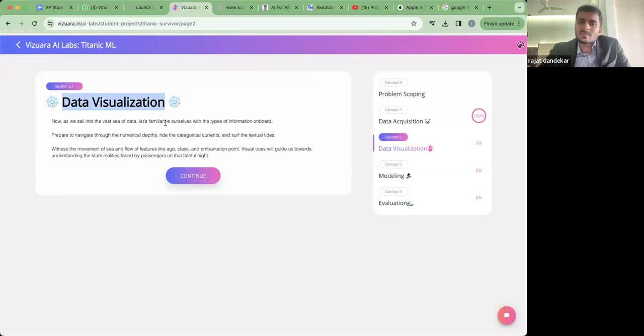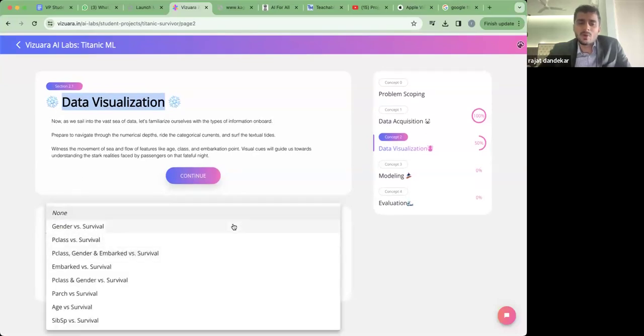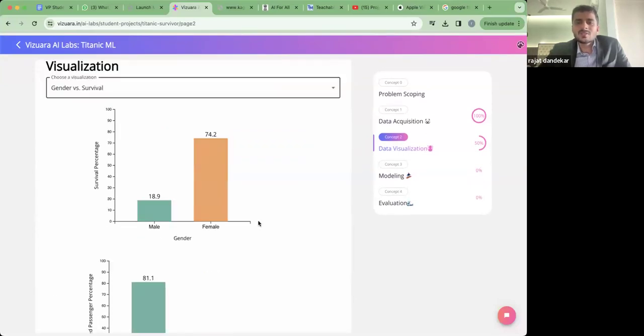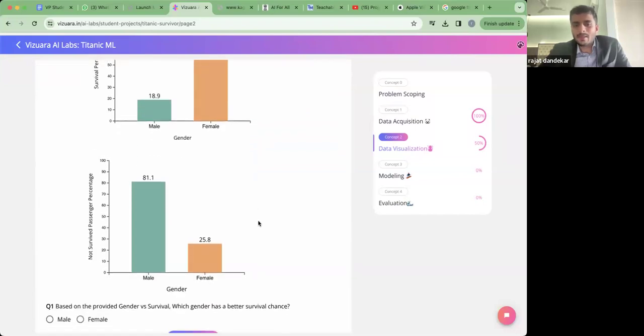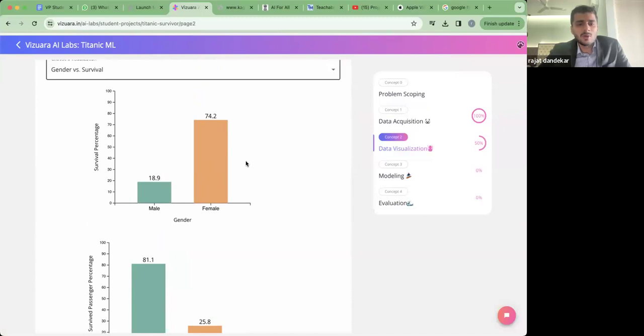As the name suggests, we'll be trying to visualize something here. So I click on continue. Let's see. Here we'll be studying different plots. The first plot is gender versus survival. Can all of you answer this question based on this plot? What is your conclusion or prediction based on this plot? You can type in the chat. What do you think is happening in this plot and what can we infer from it?